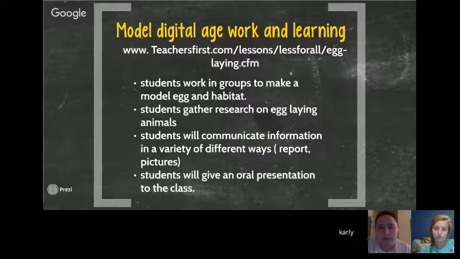And then they had to create a model of the egg and a model of the habitat, and they were able to use this by either making it or using technology in various ways. So the teacher had to demonstrate how to use this technology and how to use the quick links that she provided to get to the correct websites.